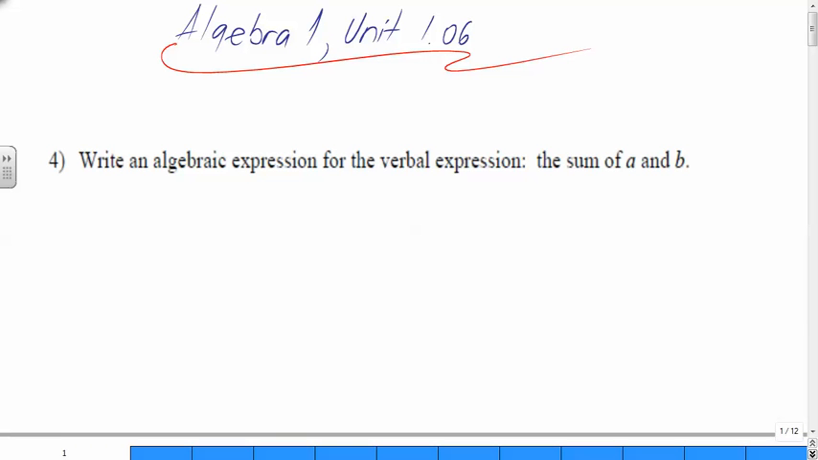Good. Problem number 4. Write an algebraic expression for the verbal expression, the sum of A and B. Okay? Well, do you guys remember from the class and from your lesson, the sum stands for what? For plus, for addition. Addition of what? A and B. All you need to do is write A, and instead of and, you're gonna have plus B. And this is the answer, my friends. The answer is A plus B. That was easy. Let's check the next one.